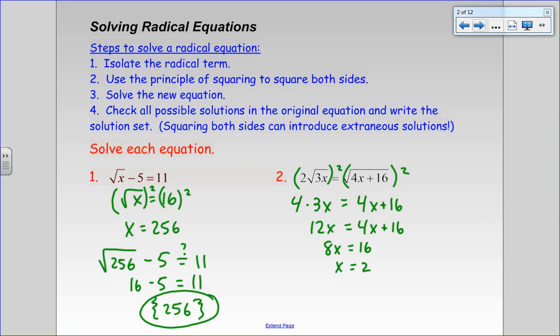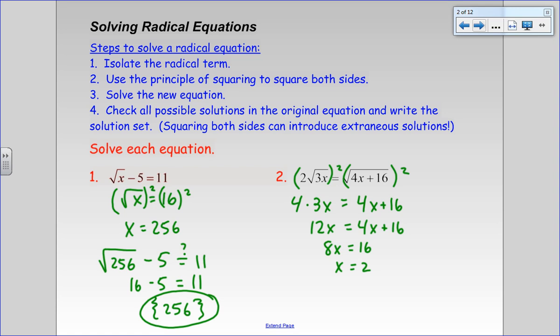And the solution of our linear equation is 2. However, we can't be sure that this number is also a solution of the original radical equation, because that squaring step means that maybe the linear equation is not equivalent to that radical equation. 2 might be an extraneous solution. So we need to check back in the original radical equation.